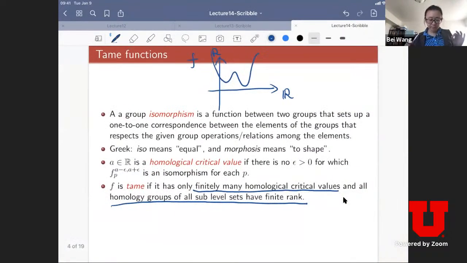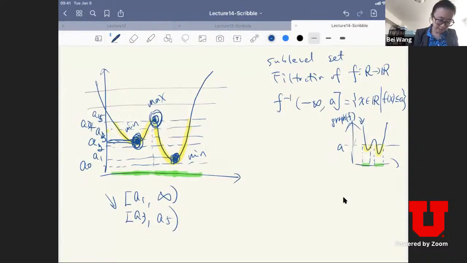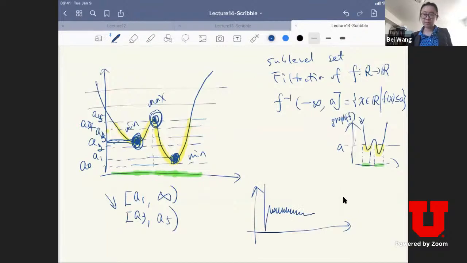So a tame function means that there are only finitely many of those critical values, okay? This avoids the bad examples, which don't really happen that much in reality. If you have a function that has an infinite number of oscillations, this is not a tame function, okay? So what a tame function says is that I have a finite number of critical points, and there are only finitely many times where my homological information changes. So when I'm going through my persistent filtration, there's only a finite number of interesting events that my persistence diagram is capturing, okay?